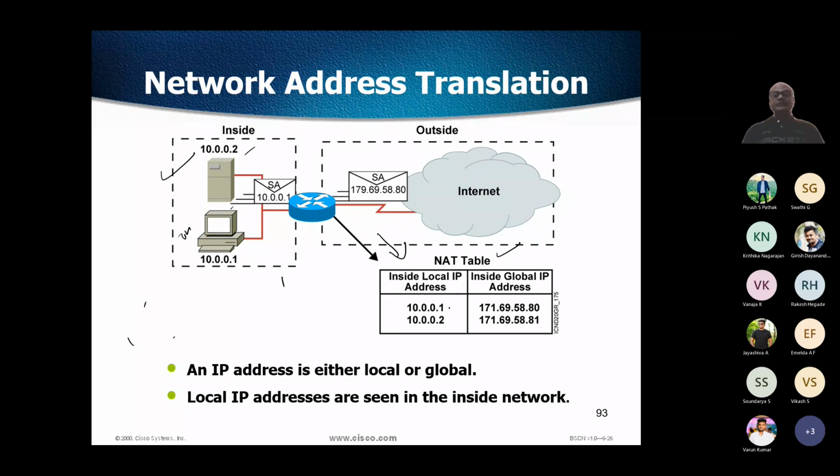So this is 10.0.0.1 and 10.0.0.2. It uses this IP address to communicate to the internet, and it will make an entry. It will take one more IP address for this guy. So this guy will take .80 and this guy will take .81. This is called static NAT, which means one-to-one communication, guys. One-to-one communication.